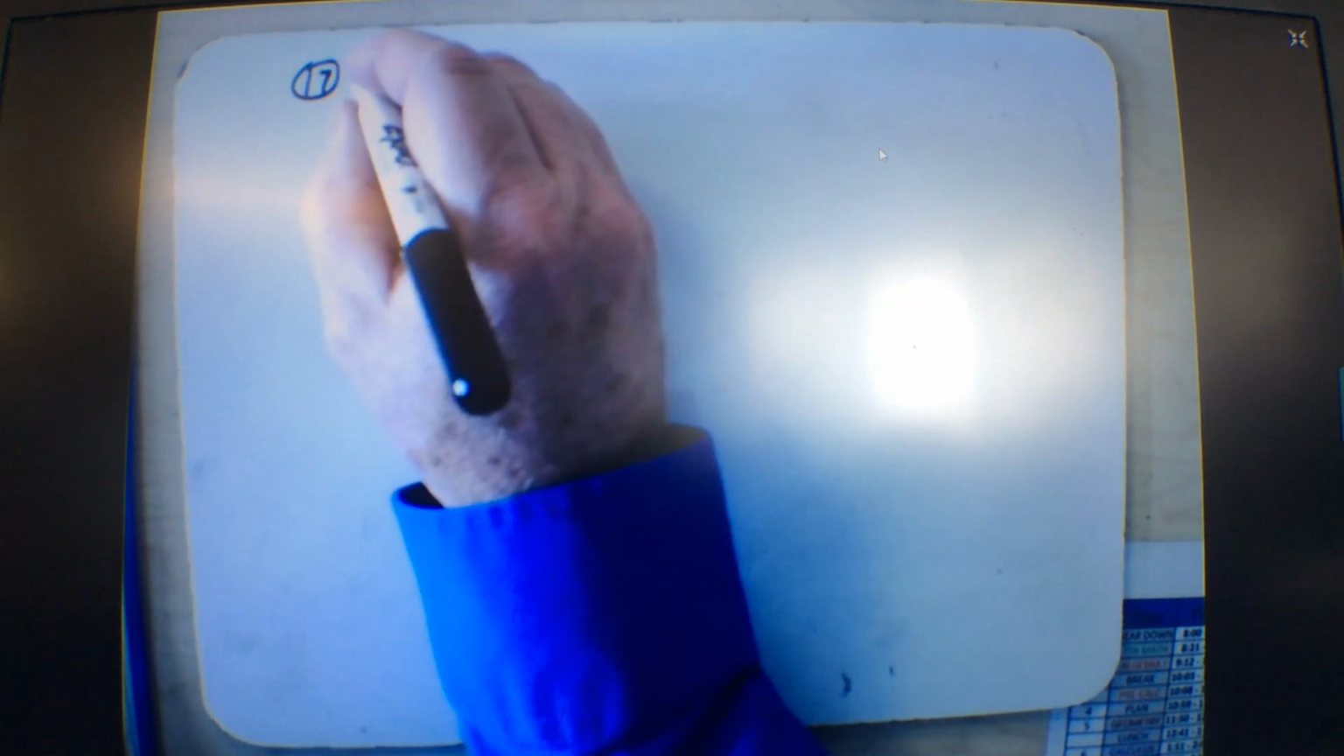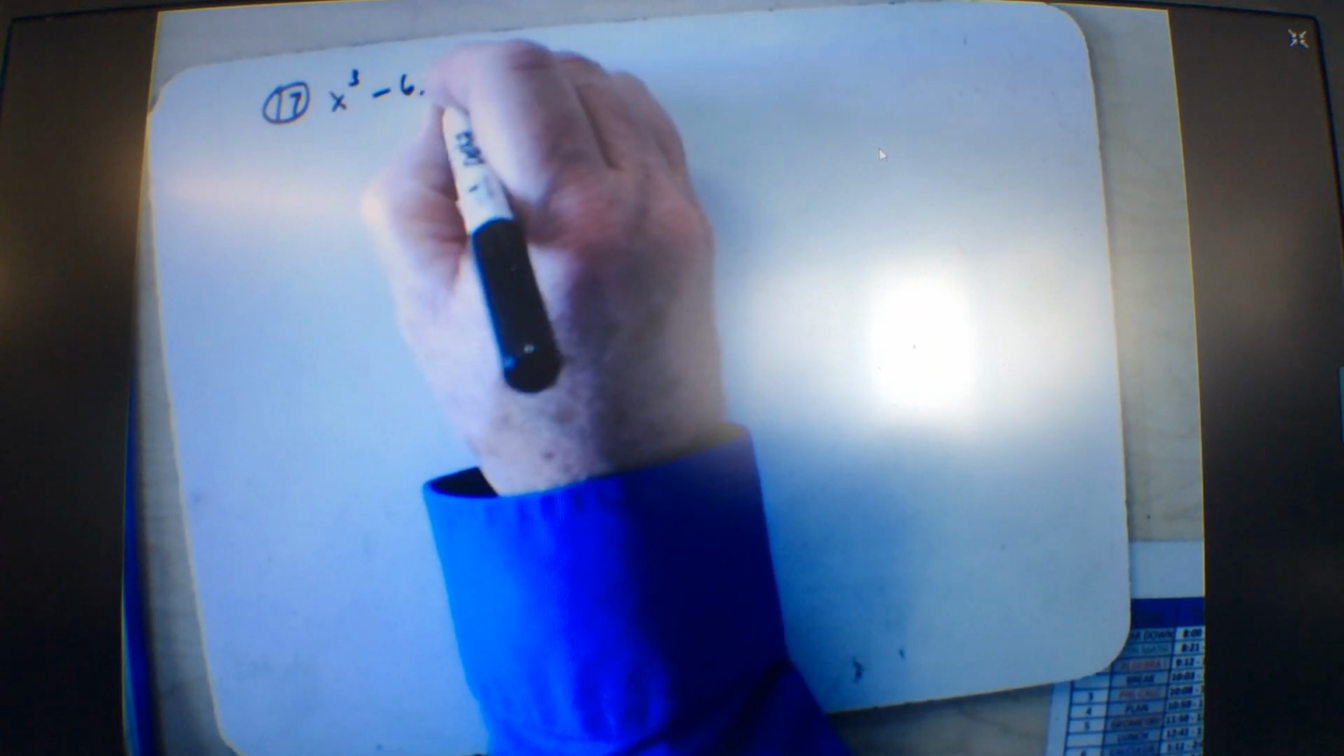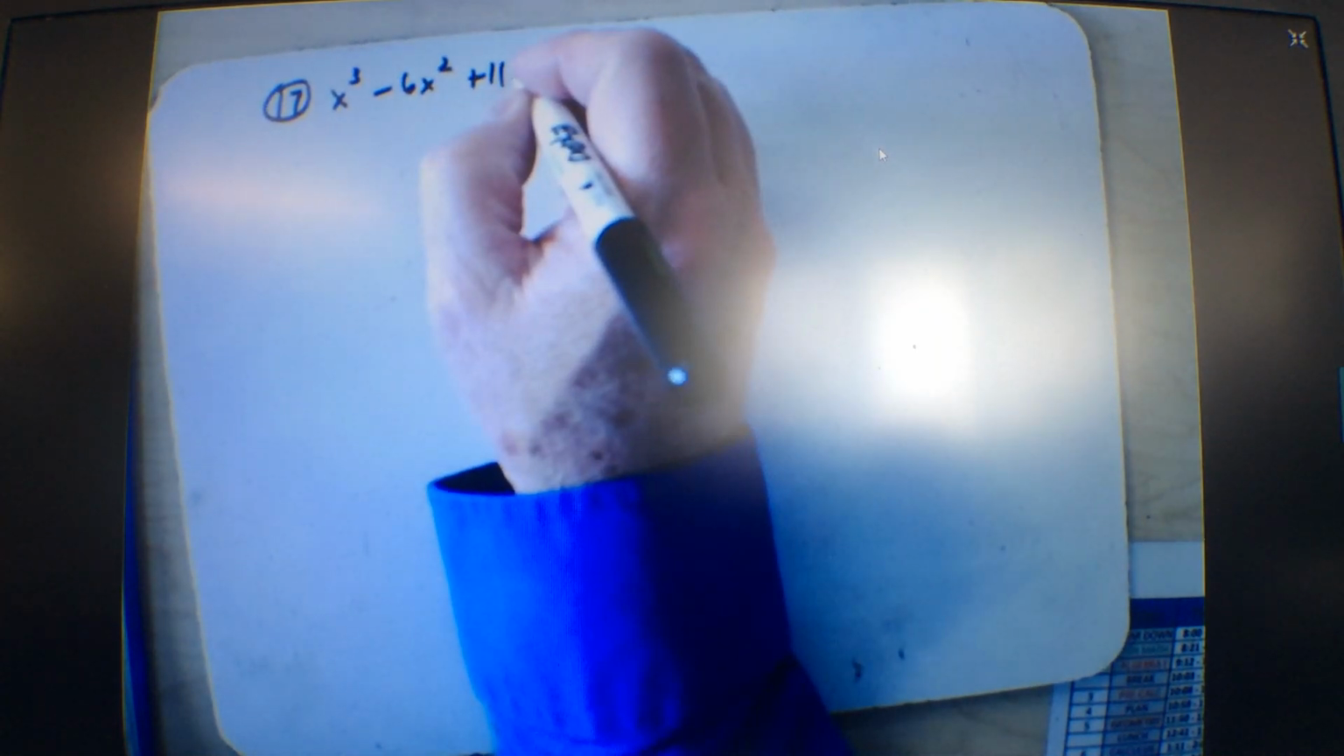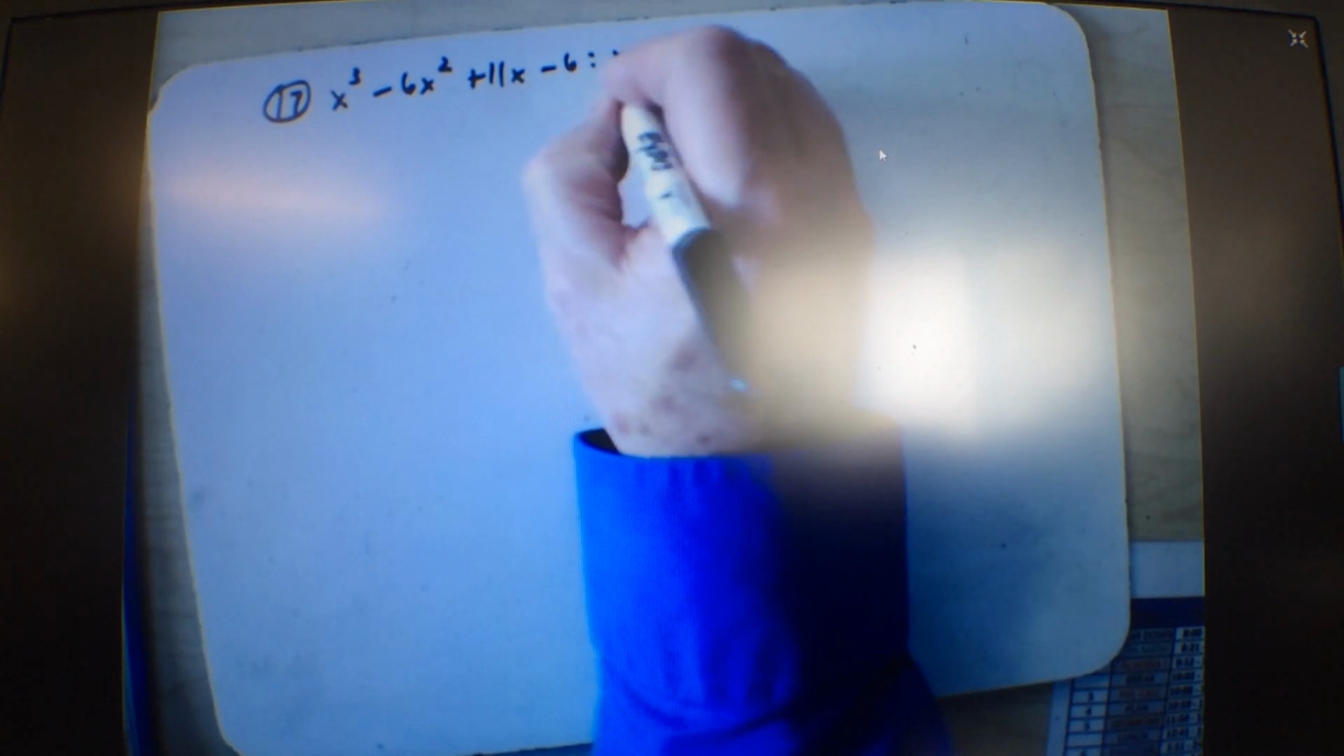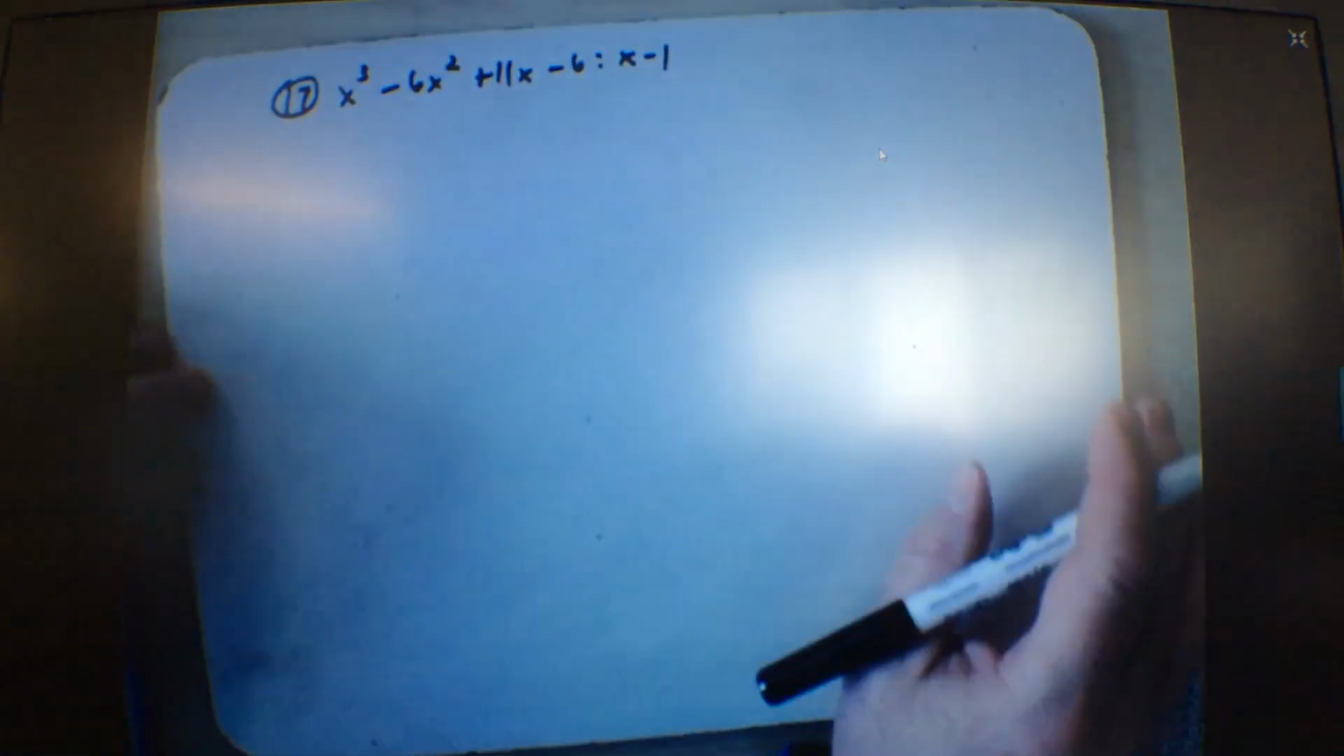Try it again. All right, so then the next question says, given a polynomial and one of its factors, find the remaining. Okay? These are hard to find. So this is number 17. Here it is. You have x to the third minus 6x squared plus 11x minus 6, and one of its factors is x minus 1. So what goes in the box?